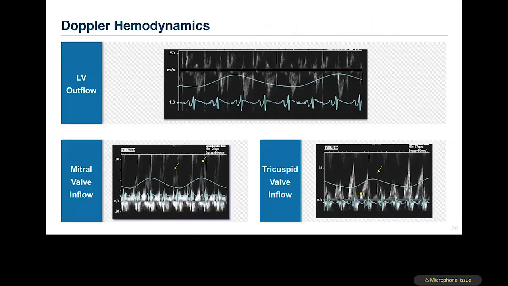You may also get features of pulsus paradoxus. So if you have LV outflow Doppler signals, in addition to the transmitral flow velocity and the transtricuspid flow velocity, you may also get the reduction of the flow in the LV outflow with inspiration and exaggerated flow during expiration.